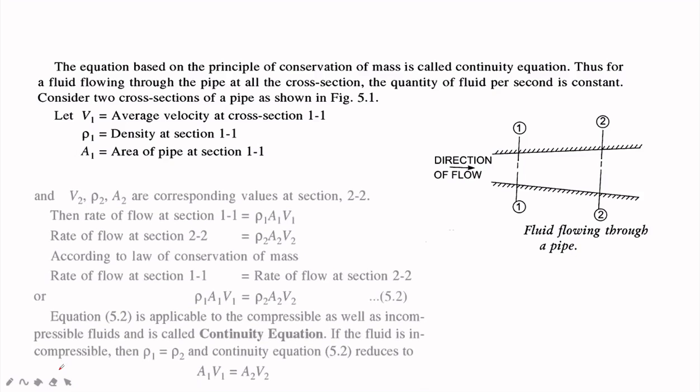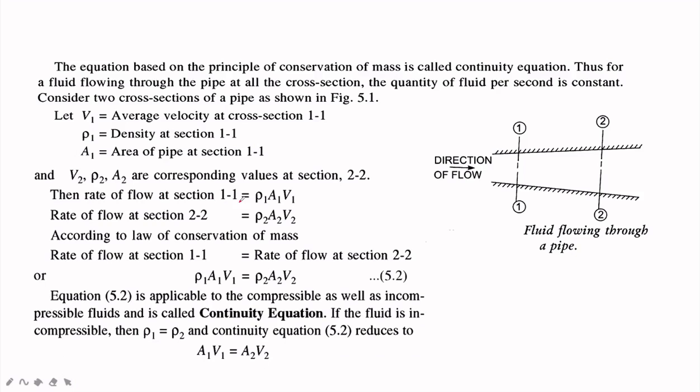Now I'll write that. The rate of flow at section 1-1 is rho 1 a1 into v1. Rate of flow at section 2-2 is rho 2 a2 into v2. So according to the law of conservation of mass, the rate of flow at section 1-1 is equal to the rate of flow at section 2-2. So rho 1 a1 v1 is equal to rho 2 a2 into v2. This equation is applicable for both compressible and incompressible fluids. And this equation, equation number 5.2, is called the continuity equation. But for incompressible fluid, the densities are same, the density will not change. So rho 1 is equal to rho 2 is equal to rho, and this will be cancelled. Then the continuity equation reduces to a1 v1 is equal to a2 v2. So this is about the continuity equation of fluid flow in the pipe.